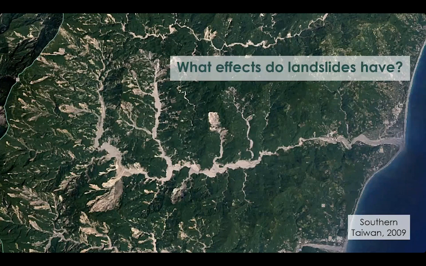So moving on, let's talk a little bit about the effects that landslides have. Here I'm showing an image that you'll probably see a few times in the next few weeks, of landslides in Taiwan. This is a catchment in southern Taiwan where an enormous number of landslides occurred as a result of Typhoon Morakot in 2009. This was a very large rainfall event, perhaps one of the largest ever in Taiwan's history, that triggered thousands and thousands of landslides all across the island.